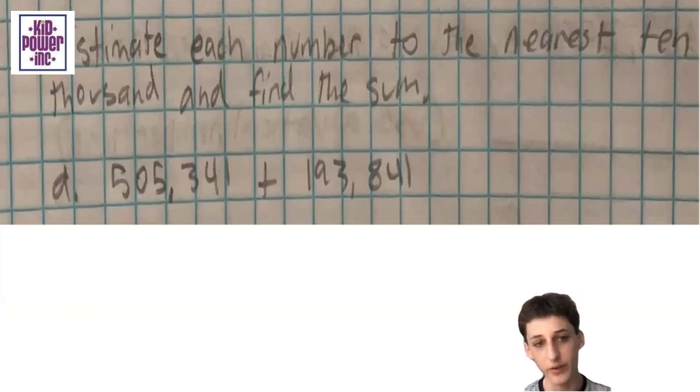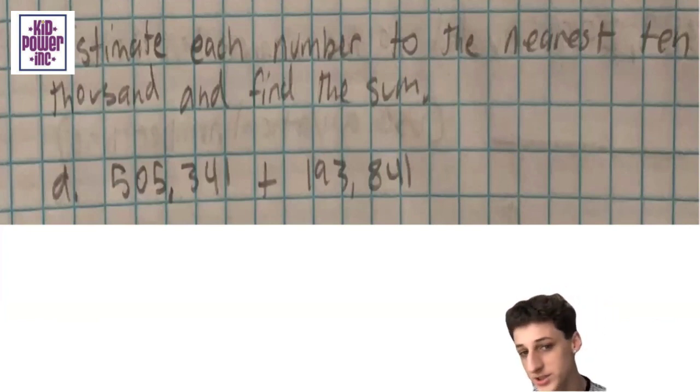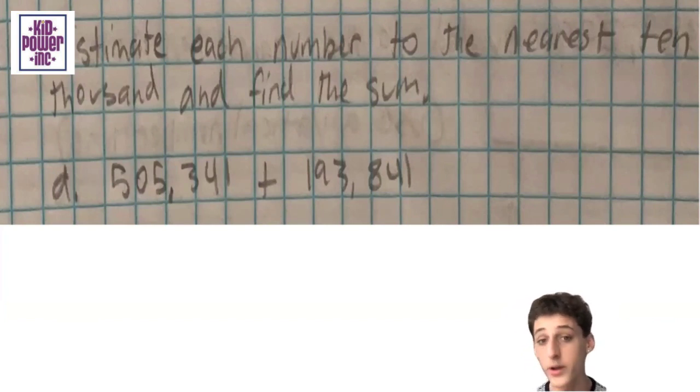Okay, this one is a bit different. I want you to estimate each number to the nearest 10,000 and find the sum. So for this problem, it's 505,341 plus 193,841. What I want you to do is estimate each number that I've written down to the nearest 10,000, and then add those two numbers together and find the sum. Feel free to use a vertical number line or not. It doesn't matter if you use one or not. Feel free to pause and do it.